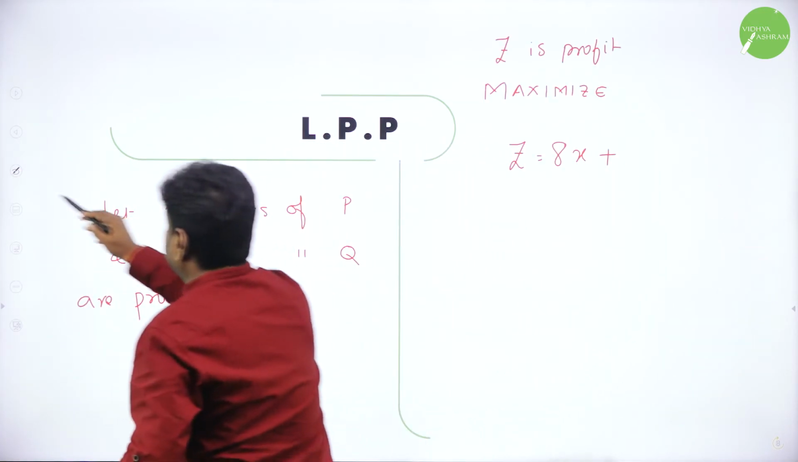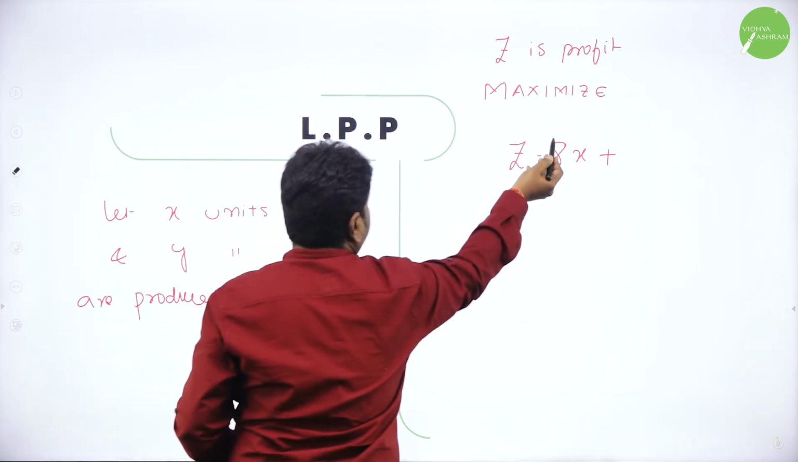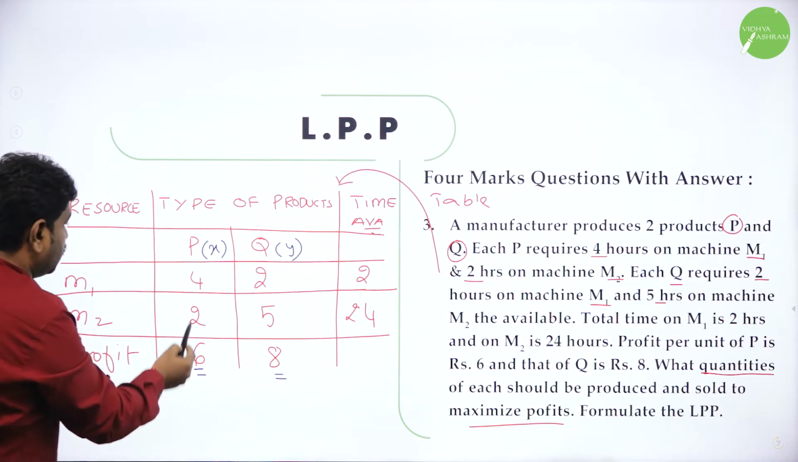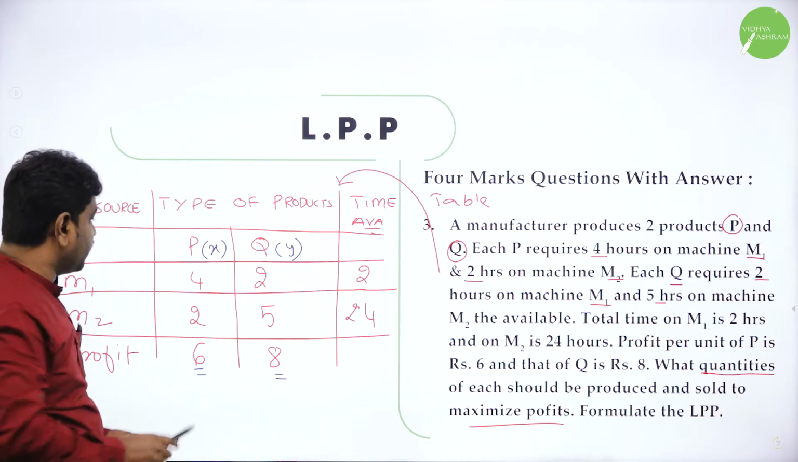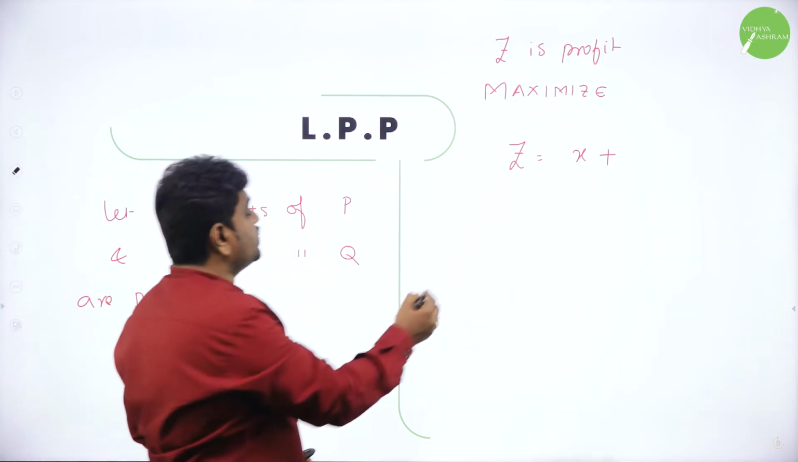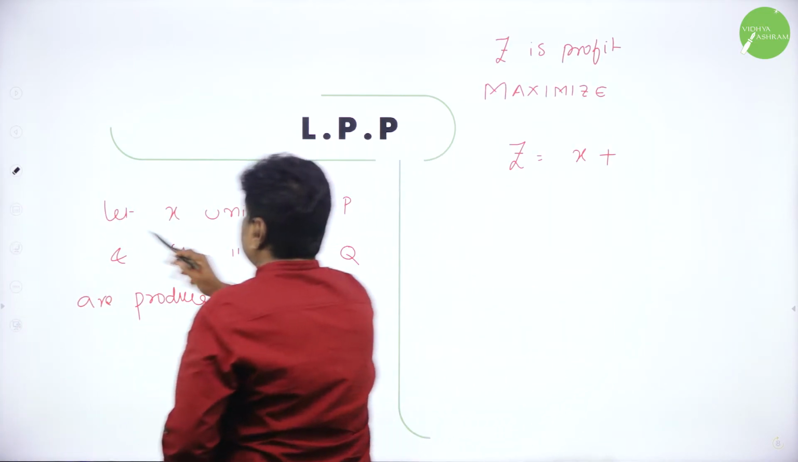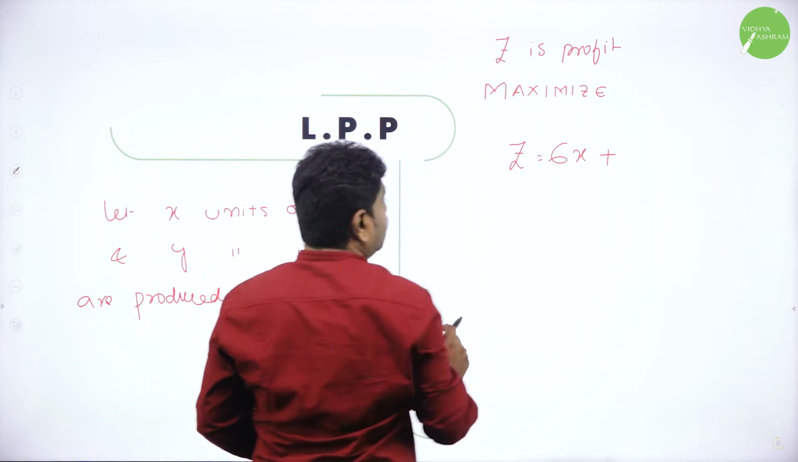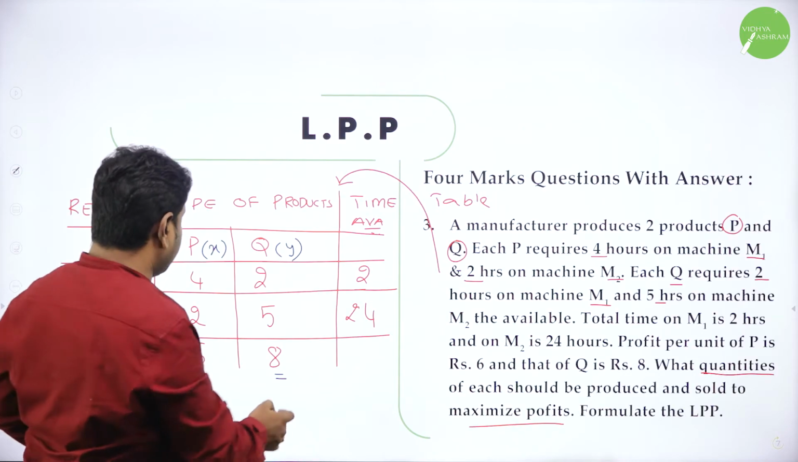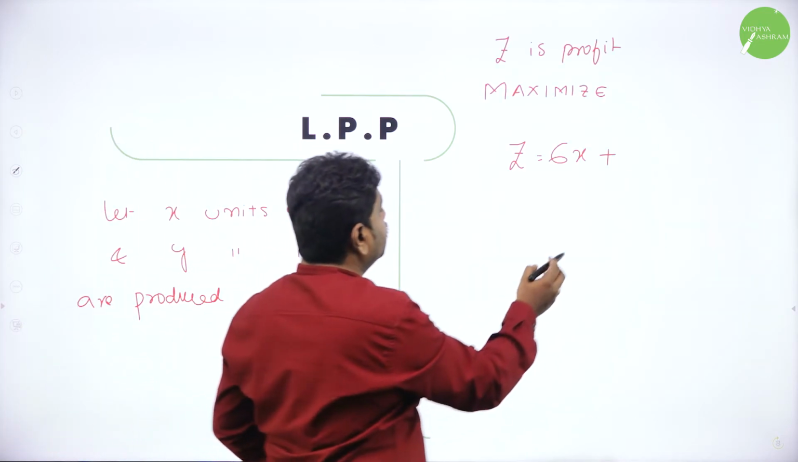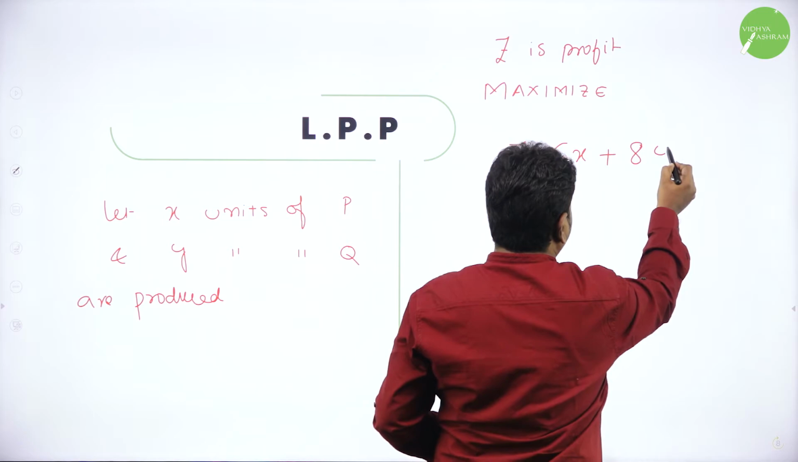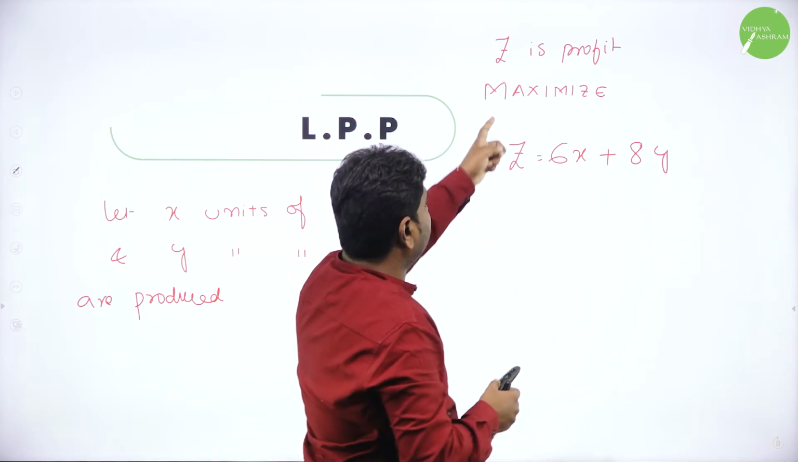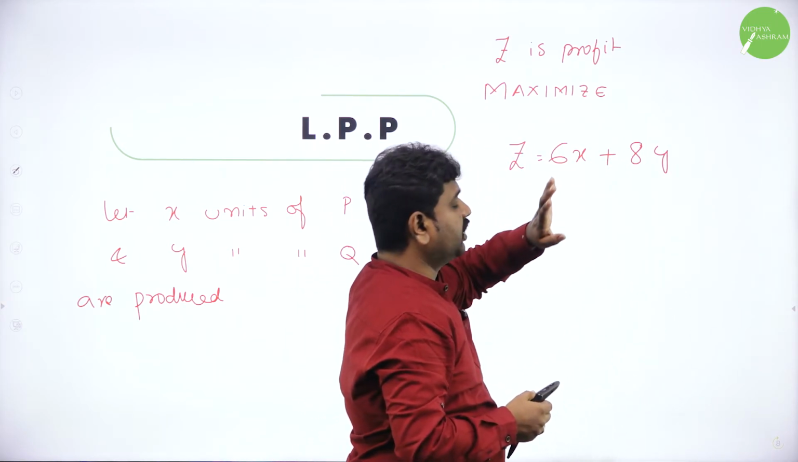Sorry, profit of P, read the table. For 1 unit of P 6 rupees, for x units of P 6x rupees. 6x is the profit of P, and you are also producing Q. Profit of Q is what? 8y. So this is the profit function which we need to maximize. Maximize Z is equal to 6x plus 8y.